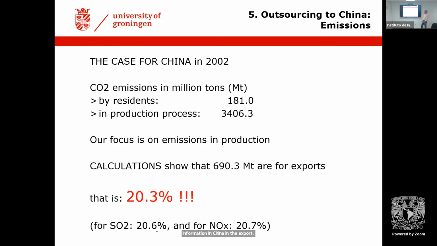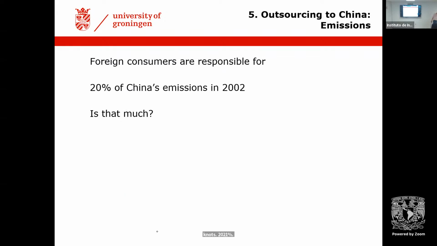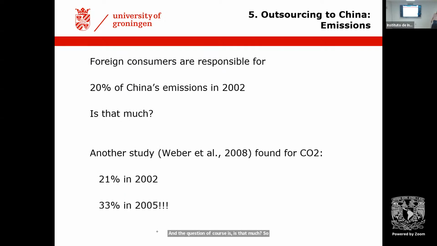We calculated it, and it turned out almost 700 million tons of CO2 were in the exports. So that is 20%. And we found similar numbers for sulfur dioxide and NOx, also 21%. And the question, of course, is that much? So at that time, there was one other study that did similar calculations. They found 21% in 2002, very comparable to our 20%, but they had additional data, they found 33% in 2005.